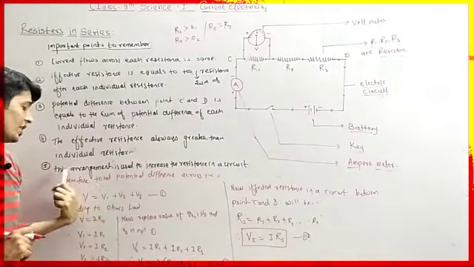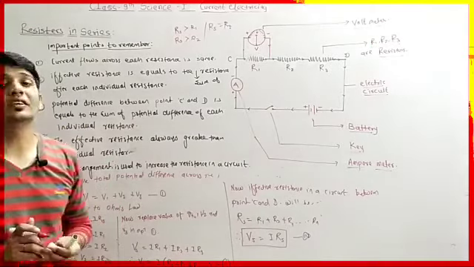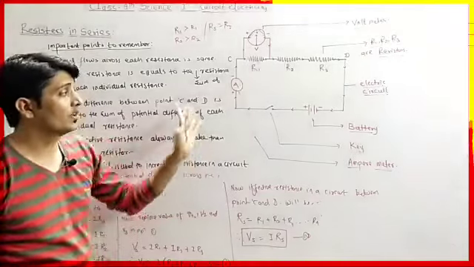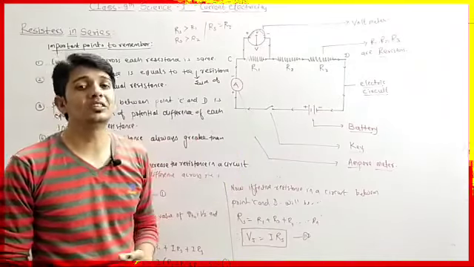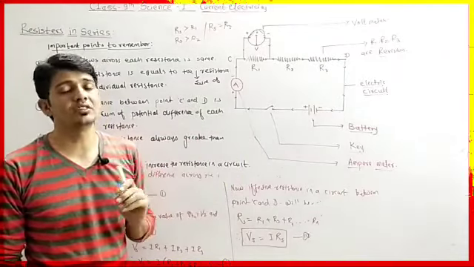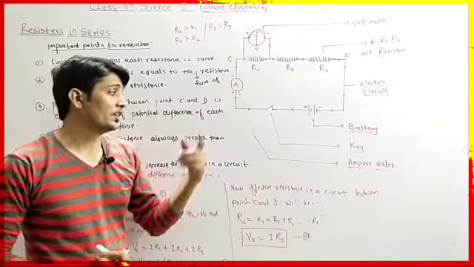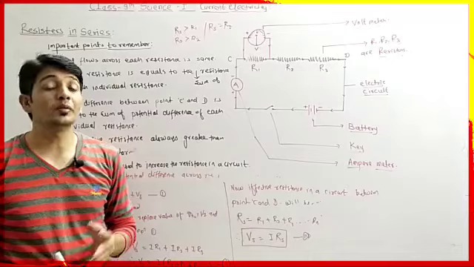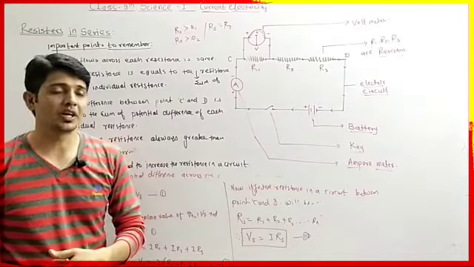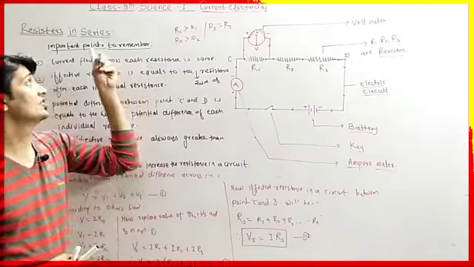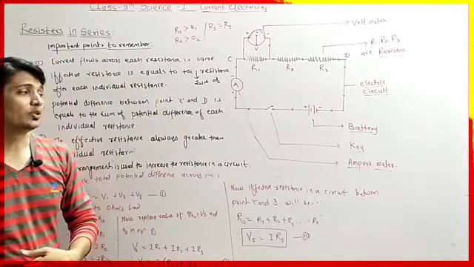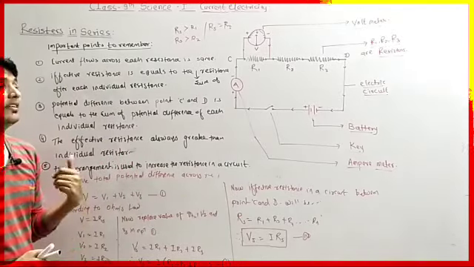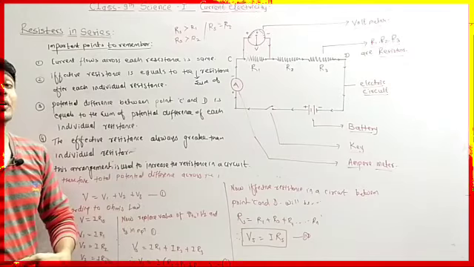Now last, this arrangement is used to increase the resistance in a circuit. Here we can see that the resistance increases after each resistance. Therefore, this combination is used to increase the resistance in a circuit, that means to oppose the flow of current. So this is all about resistances connected in series. This is a very important part from your exam point of view.